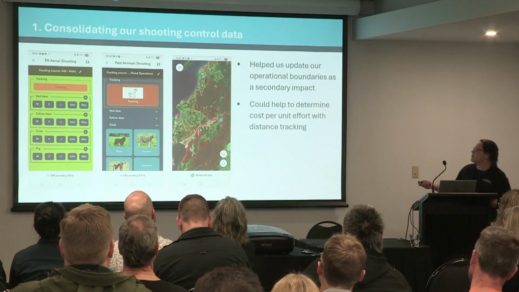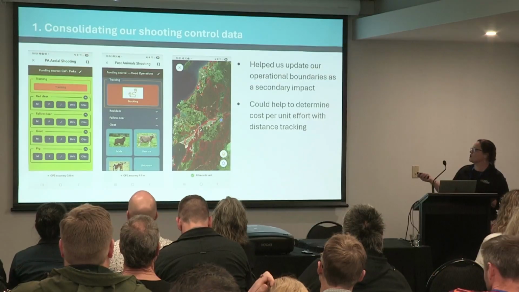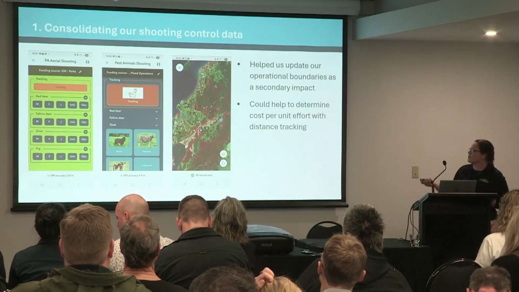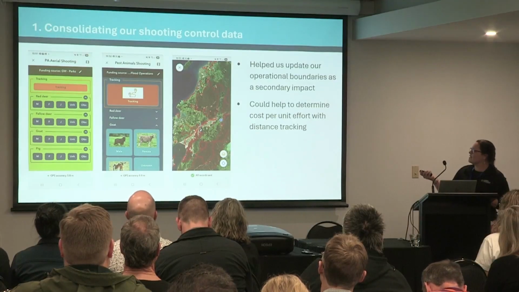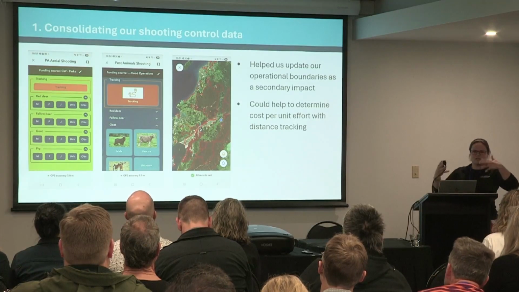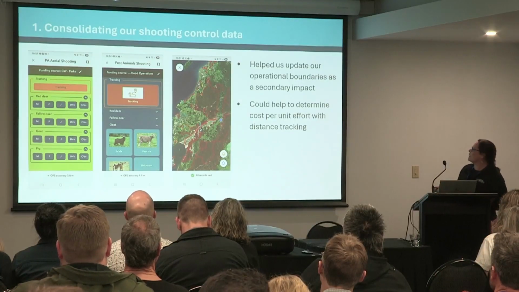And this is the map that they have as their base layer with our operational boundaries, and those dots will represent animals that have been shot in the last, I think we're now on 48 hours, so that we don't have lots and lots of dots cluttering up the map, and it makes it really hard for people to work out where they've been.